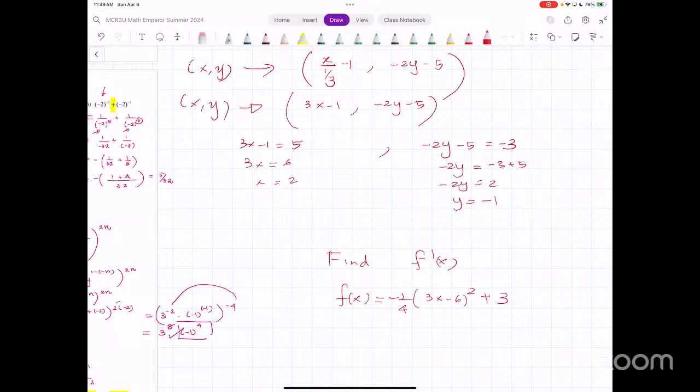What's going on, sir? x plus 3. Why don't you cross multiply by 4 rather than doing that? Okay, let's see. So you're missing the first step. What is the first step in finding the inverse? Yeah, so then why are you writing y again?